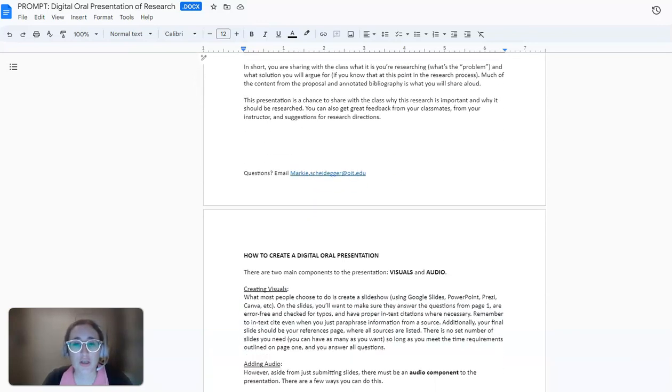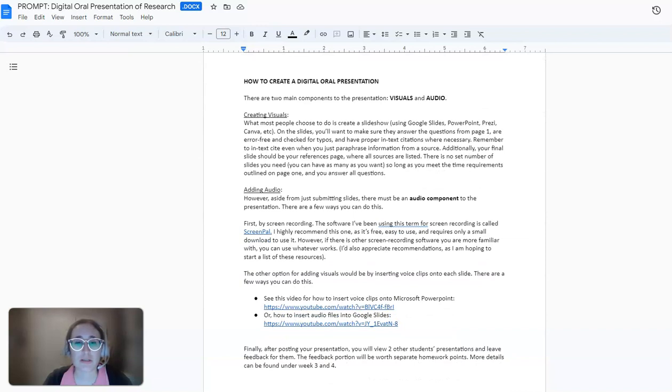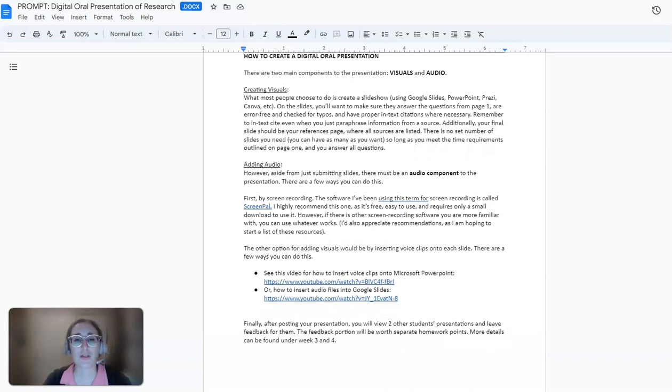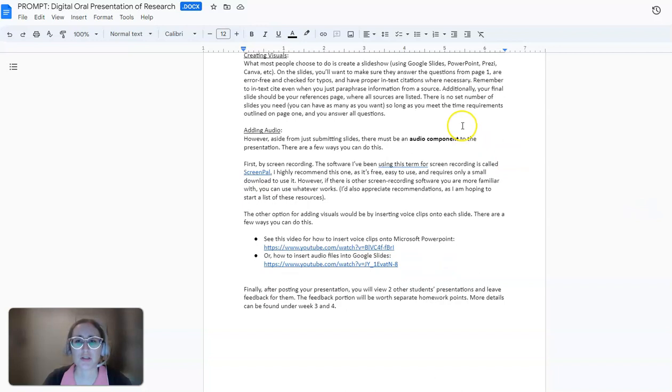So that's the presentation, and page 2 of this prompt has a lot more detail about how to create the digital presentation because there are those two main components: visual and audio. So for creating a visual, what most people choose to do is they normally make a PowerPoint slide and have that in the background. I've had people use Google Slides, PowerPoint, Prezi, Canva. There are other programs you can use as well. On the slides is essentially where you're answering those questions from above. And then make sure to have in-text citations if you're using source information, and a reference slide where you have all of your sources listed that you talk about during the presentation.